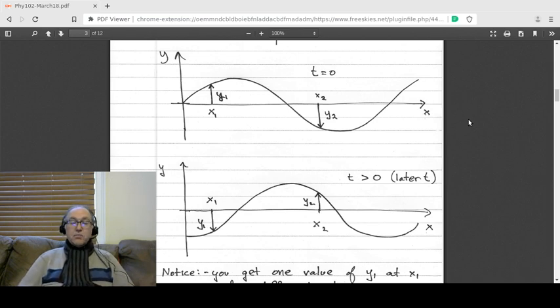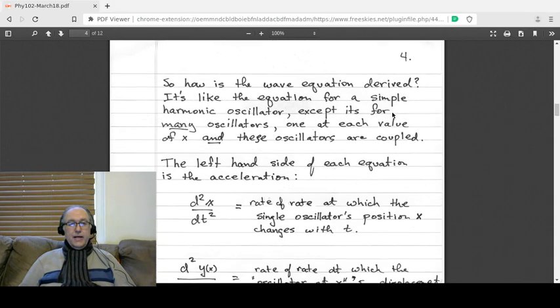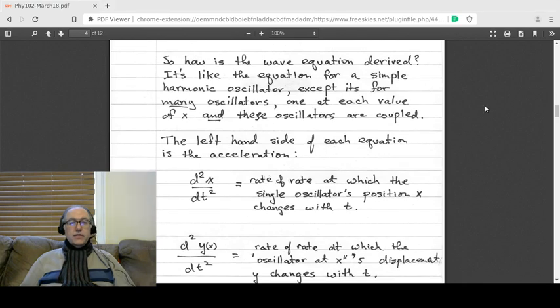So you can see that the displacement will depend on which oscillator you're talking about, in other words x, and at what time you're looking at it, because the oscillators will change their displacement from the equilibrium over time. So it's actually a function of both of those. Now that we have that understanding of what y is, we can return to the wave equation and understand it a little bit better.